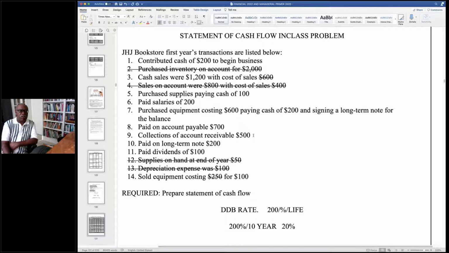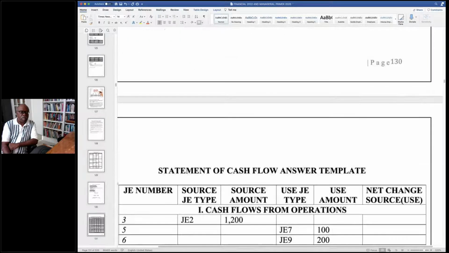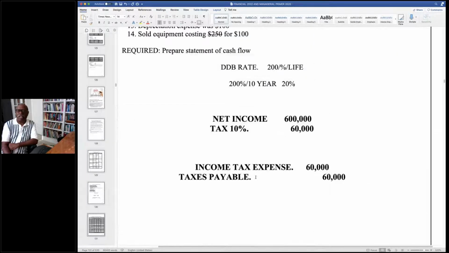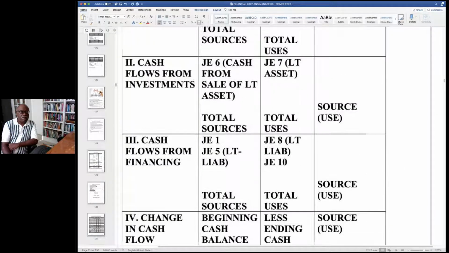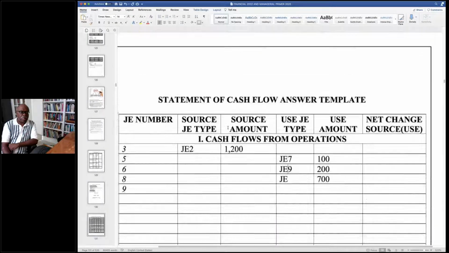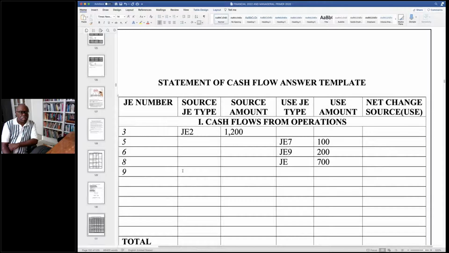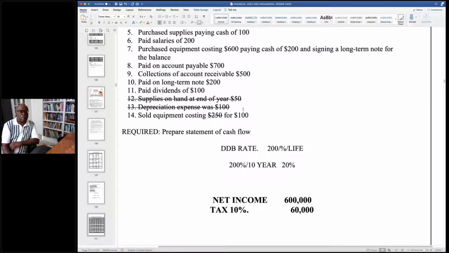Collection of account receivable. How do you think we're going to handle that? That's journal entry type what? 3. That's journal entry type 3. And so when we have a journal entry type 3, it comes into the top portion. So we're going to put JE3, and our amount was 500.